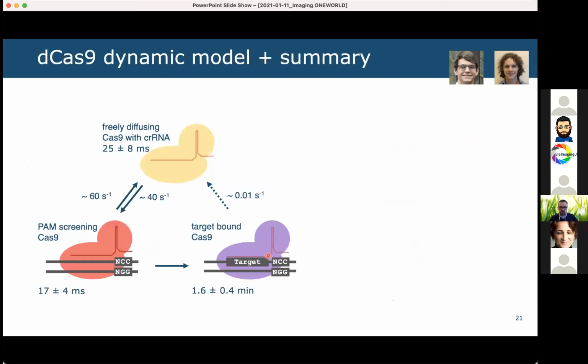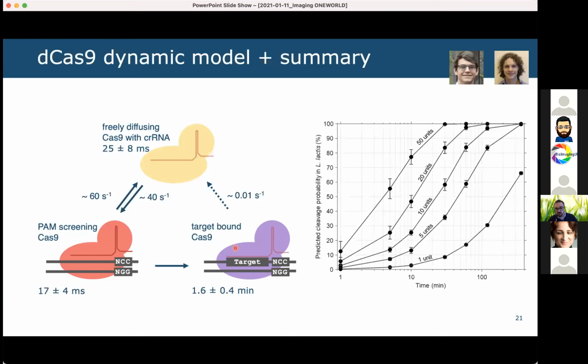Okay, now let's look at the full model. In the absence of targets, we determined the transition rates between freely diffusing and temporarily bound with the PAM screening. If we added the targets, we get into a region where we are a lot more stable. Now the lifetime is around 2 minutes instead of 17 milliseconds, but we have an off fraction. There's a certain chance that, for example, by an RNA polymerase or just by plasmid replication, this Cas9 gets kicked out of the plasmid.